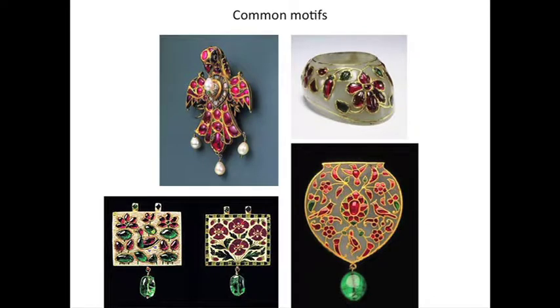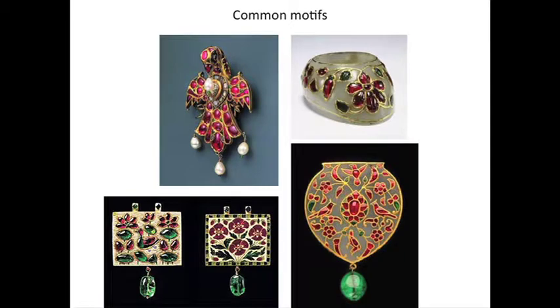Common motifs that you see in Mughal jewelry are birds, other animals, but birds are prominent. Floral motifs, vegetative motifs, a lot of vining leaves, and usually there is some kind of linear element, usually in gold. In the case of the archery ring on the upper right-hand corner, that is carved in jade and then enameled over it, and there are some set stones there.